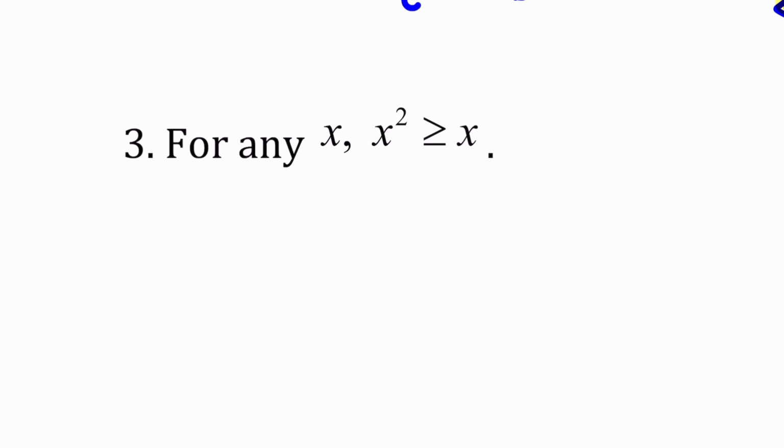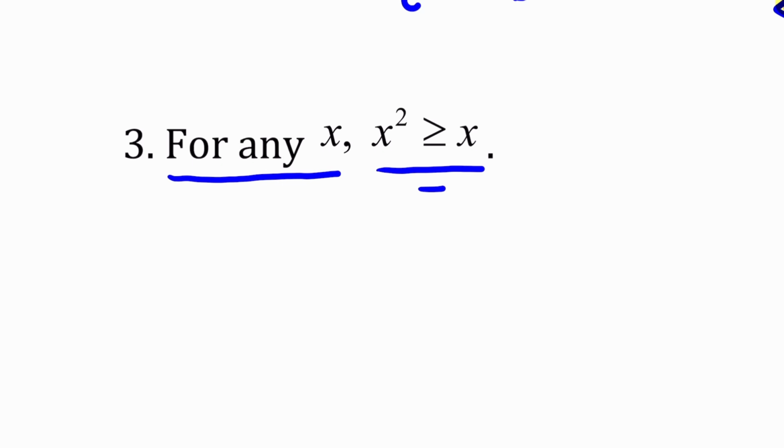Moving on, number 3: for any x, x squared is greater than or equal to x. So let me go ahead and underline the hypothesis once and underline the conclusion twice. For any x will be our hypothesis, which I will underline once, and x squared greater than or equal to x will be our conclusion, which I will underline twice.